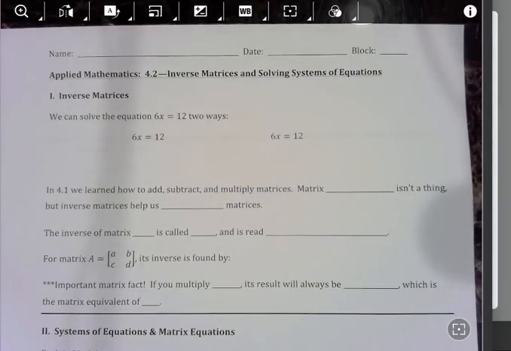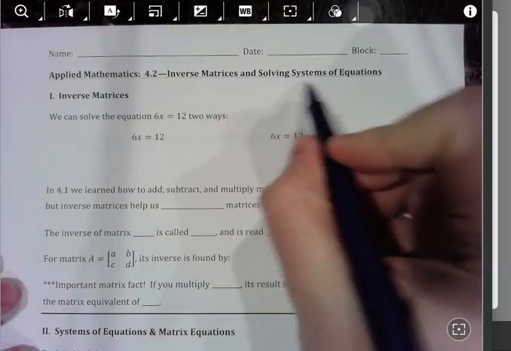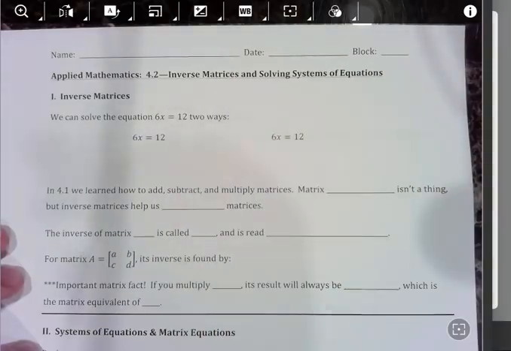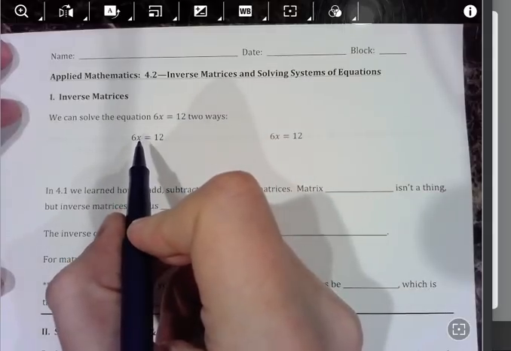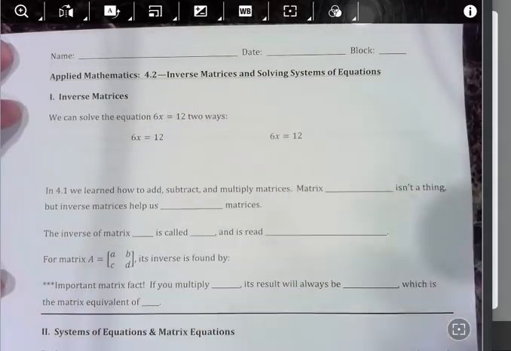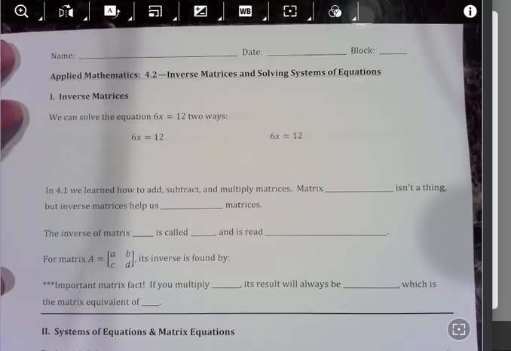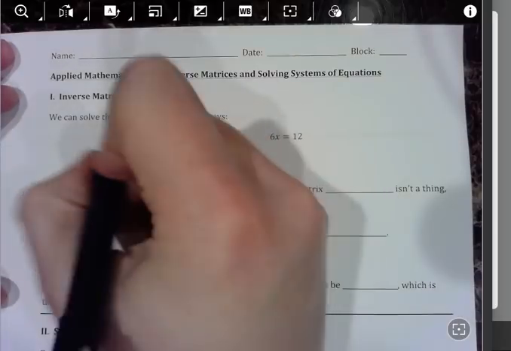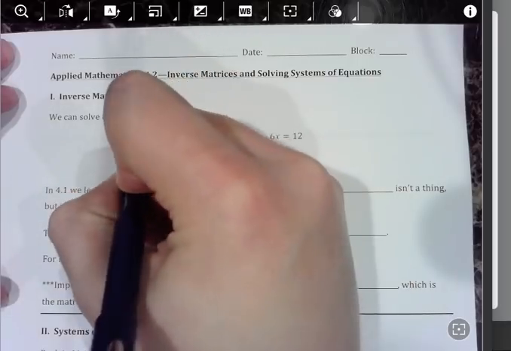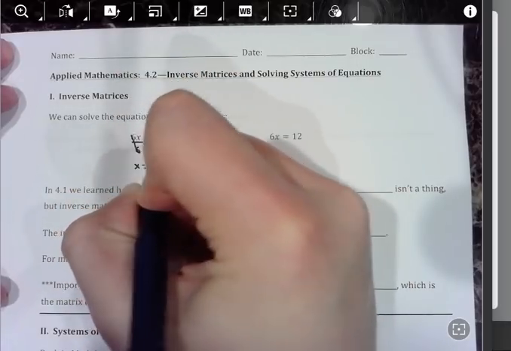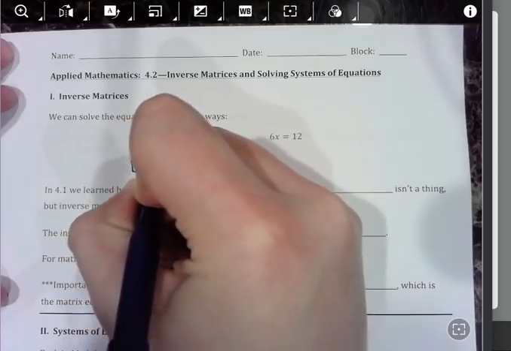So inverse matrices are the first thing we're going to look at because we're going to be solving systems of equations today using inverse matrices. So first I need to tell you a little bit about inverse matrices and what the heck they are. Before we do that though, I want to look at this equation, 6x equals 12, and we can solve it in two ways. The obvious way is just take both sides and divide by 6, and you get x equals 2, and it's easy.